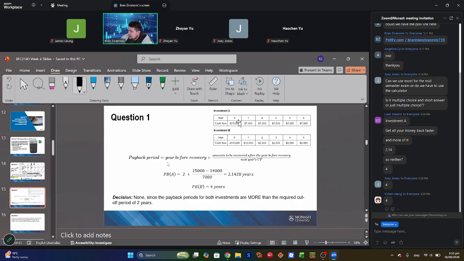And in both cases, option A, it's 2.14 years. Well, that's more than 2 years. And option B, it's 4 years. Well, once again, that's more than 2 years. So in both cases, we would decline the investment. Any questions?